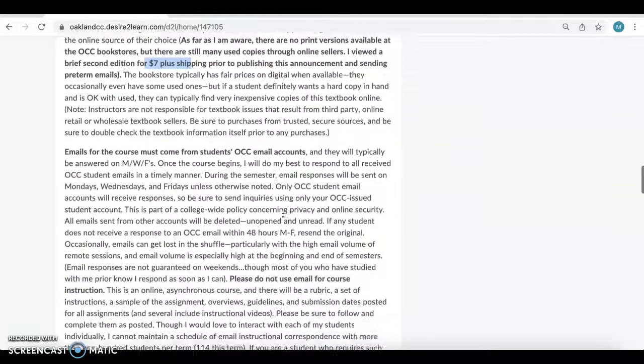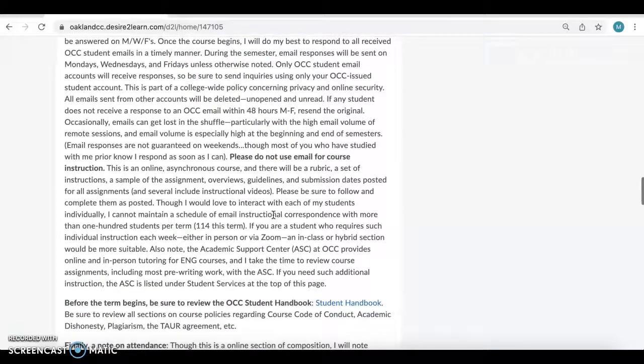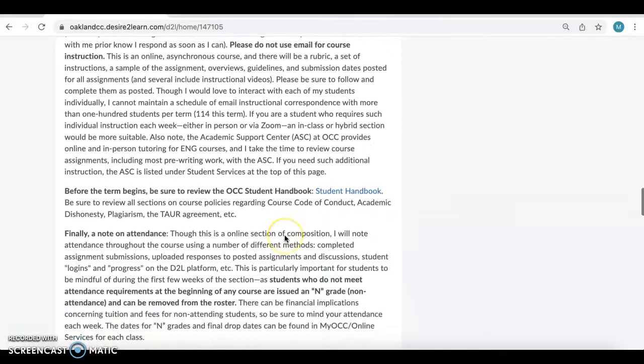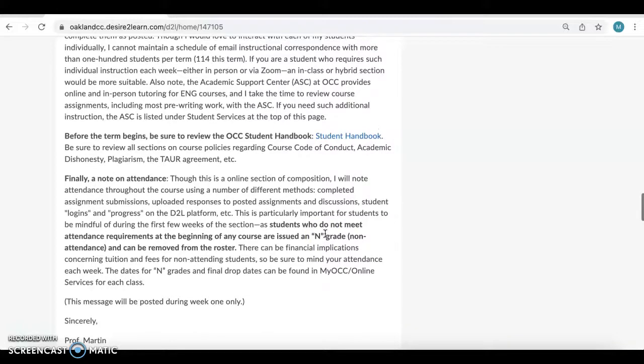Emails must come from student OCC email accounts. Please make sure you read through those and let me know who you are and from what course. Start a new email too. Don't send me one off of a thread. Threads get buried quite often.